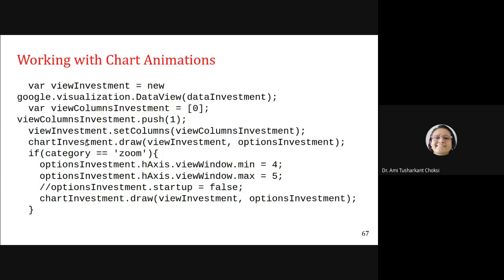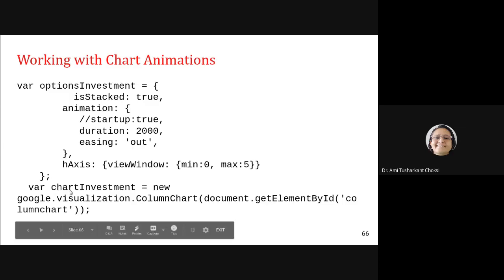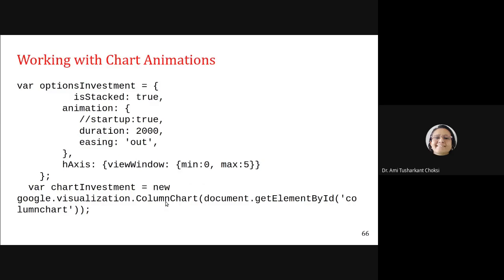Okay, now chartInvestment.draw. chartInvestment is what? Our chart variable, right? chartInvestment variable, this is what we were having as the chart object that was being created using new google.visualization.ColumnChart, or we can say google.visualization.BarChart or PieChart, something like that. Fine.